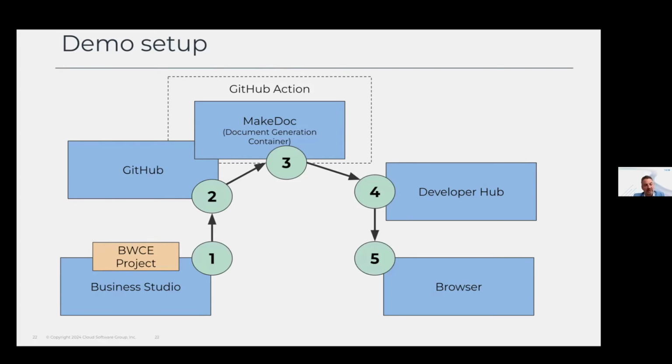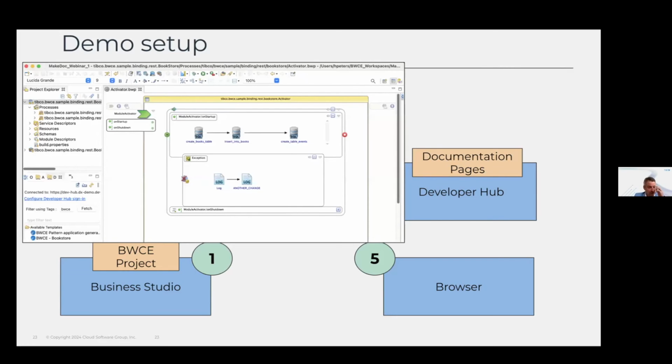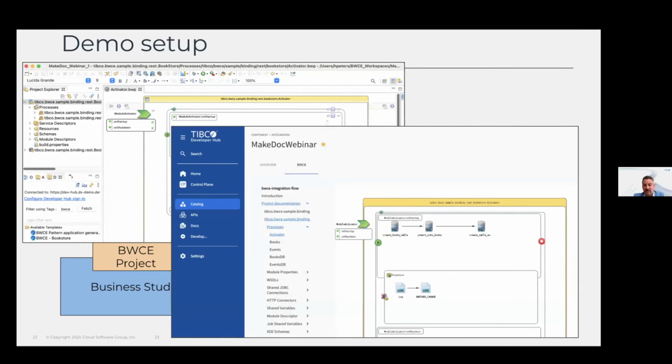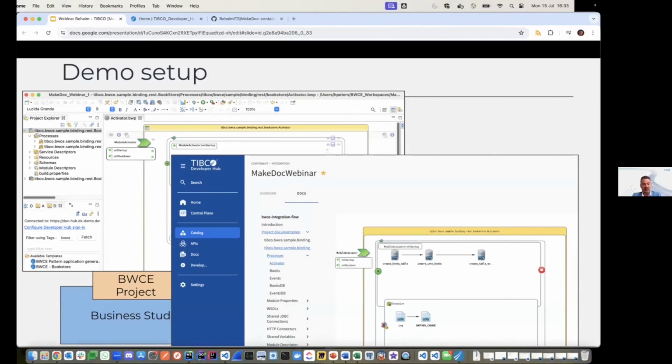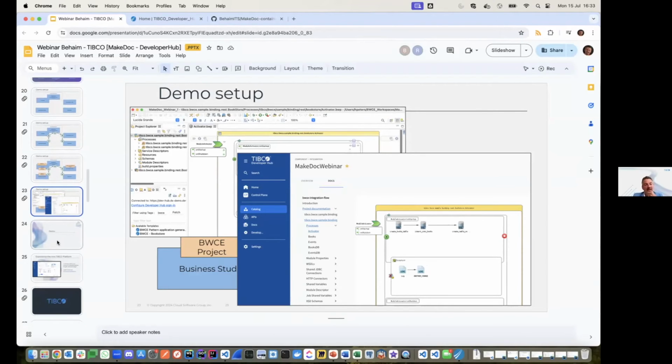So here I quickly show the assets. You have a BW CE project in Business Studio with the sources being in GitHub. There you have the documentation that can be kept in sync with the actual sources by the MakeDoc tool. And then eventually we get the documentation pages in Developer Hub that are then searchable. So here you have that piece of code where we're going to make a change, and then eventually you will see that change in the Developer Hub. So let me go out of this and actually go into the demo.